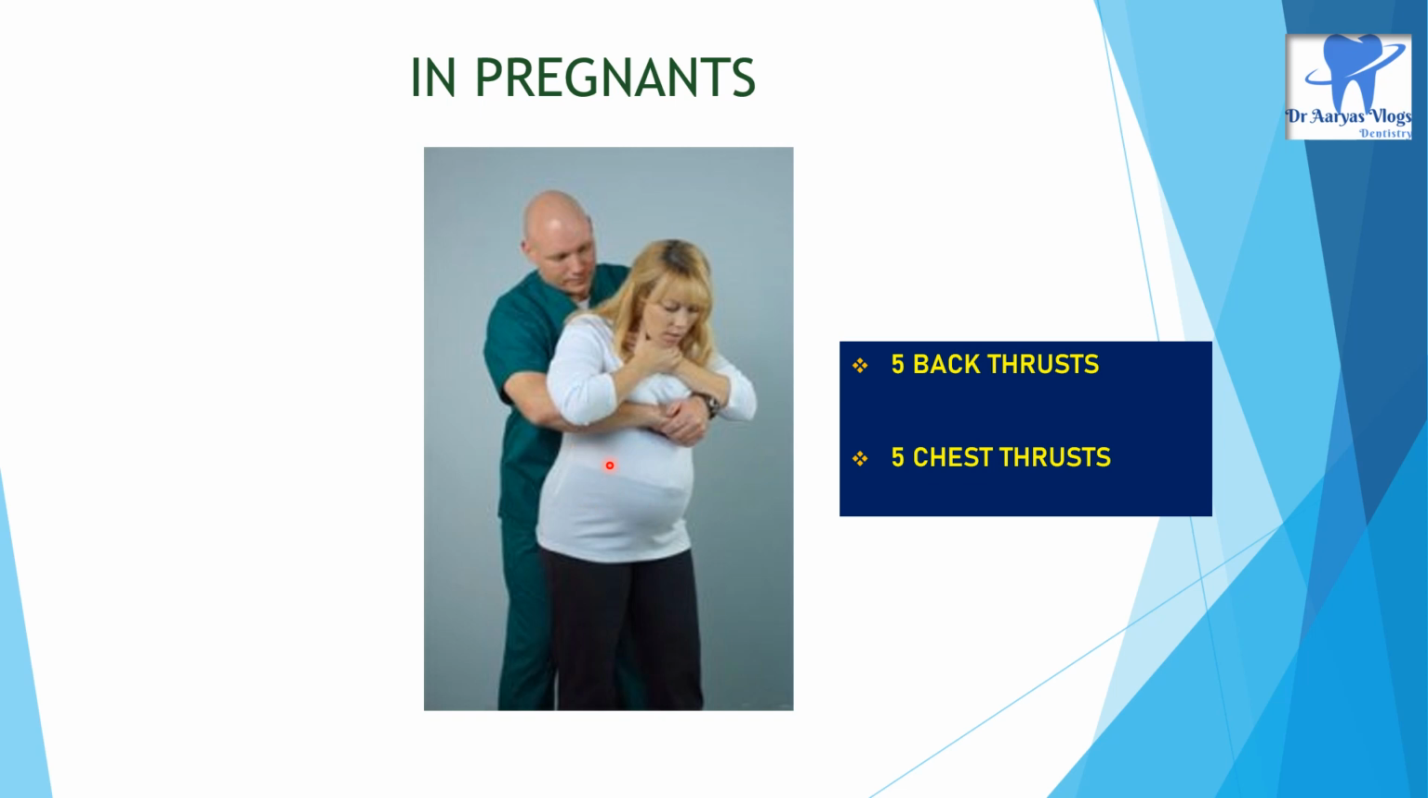Chest thrusts for a conscious adult are like abdominal thrusts, except for the placement of your hands. So for chest thrusts, place your fist against the center of the person's breastbone. Then grab your fist with your other hand and give quick thrusts into the chest.